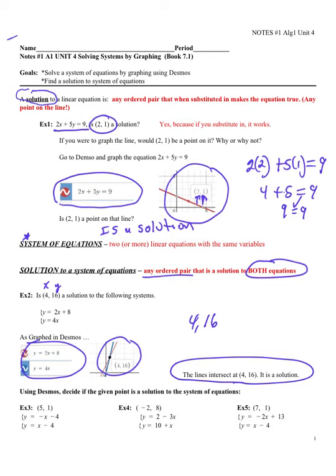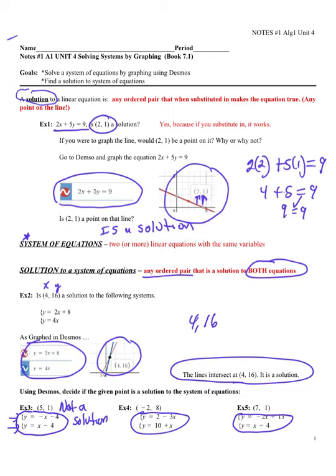Now I would like you to pause the video and graph this system of equations, and check to see if the point of intersection is what's listed. So when you go to Desmos and you put in these two equations, you will find that they don't intersect. So (5, 1), the ordered pair, is not a solution.